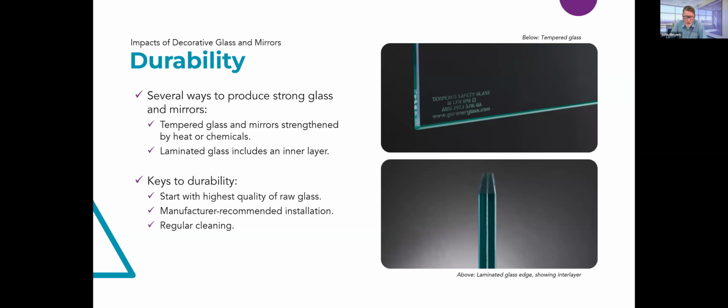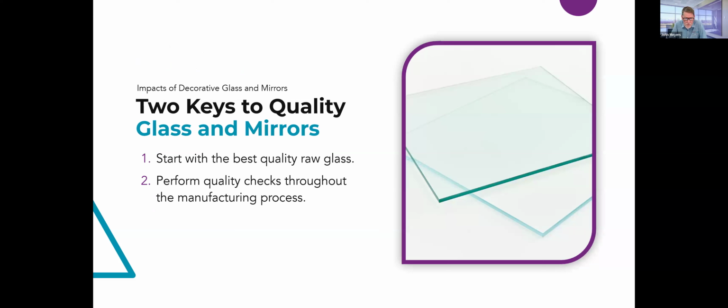Laminated glass and mirrors, which include a strong inner layer, are likewise extremely sturdy and long lasting. And selecting the right kind of glass for the application, following manufacturer's recommended installation instructions, and cleaning regularly are also key in maximizing the life of glass and mirrors. To ensure the highest quality and long-lasting glass and mirrors, producers of glass products should have 2 core principles. Start with the best quality raw glass and perform quality checks throughout the manufacturing process.